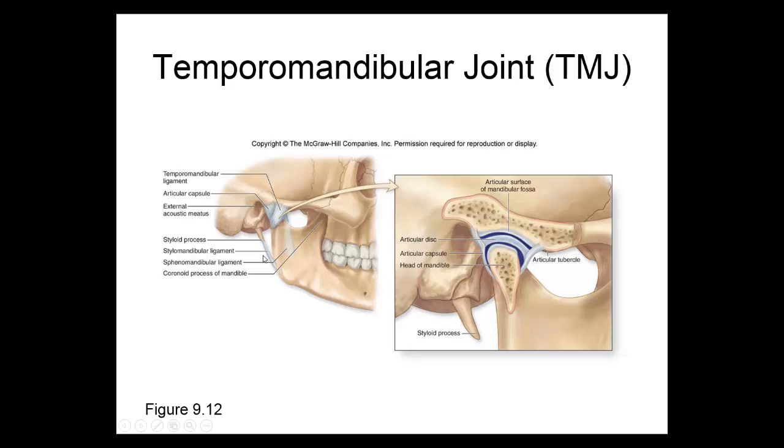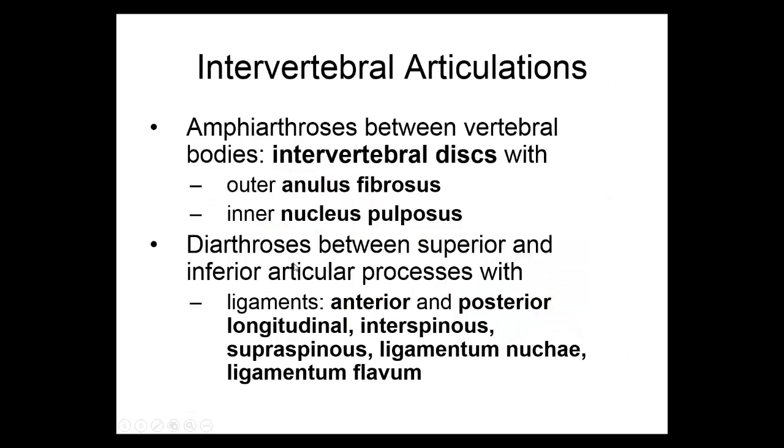The other ligament will start at the styloid process and go almost to the angle of the mandible, and that will be the stylomandibular ligament. And finally, from the sphenoid bone to the medial aspect of the ramus of the mandible, we will call that the sphenomandibular ligament. So once again, the lateral ligament or temporomandibular ligament, and stylomandibular ligament, and sphenomandibular ligament. Sounds good? All right, so that was our temporomandibular joint.